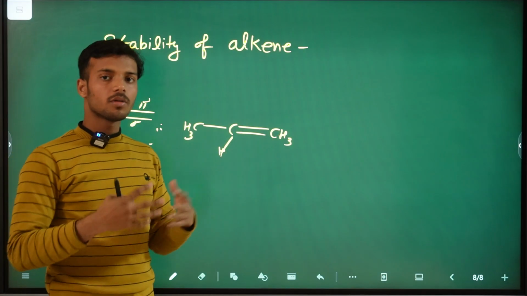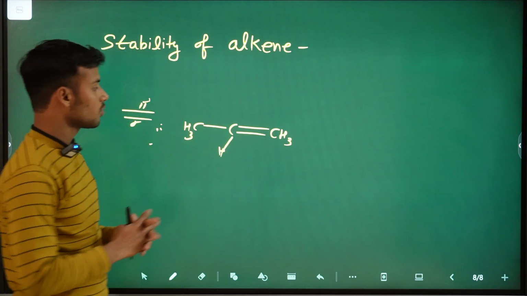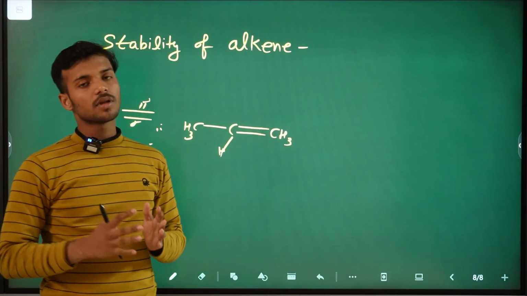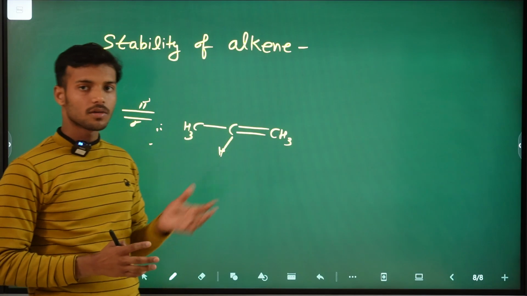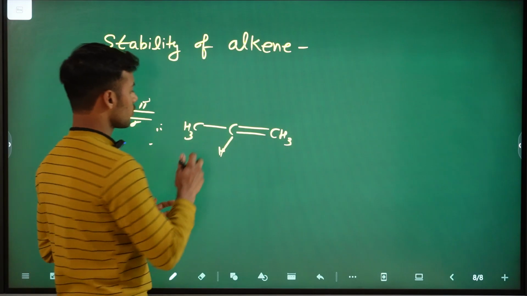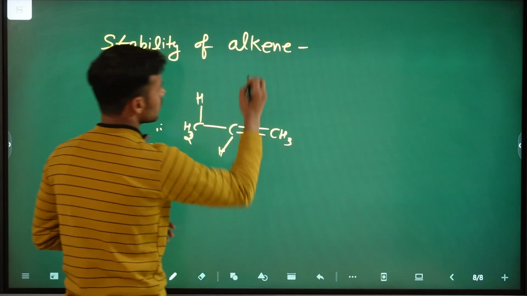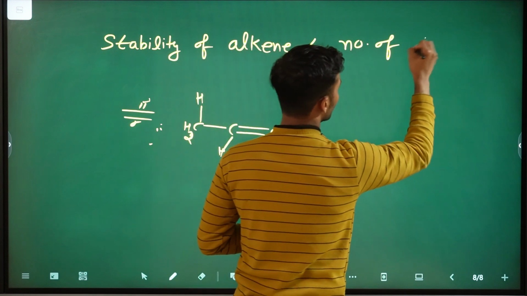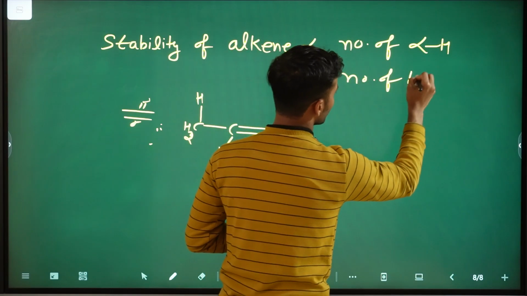Higher the charge, higher will be the energy. If charge is high, then energy will also be high. So by the delocalization of charge, we can increase the stability of alkene. Because pi bond has negative charge, it needs the delocalization of charge. So the stability of alkene is also directly proportional to the number of alpha hydrogens or number of hyperconjugative structures.